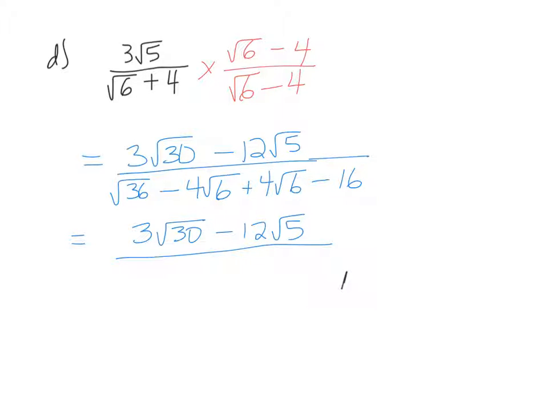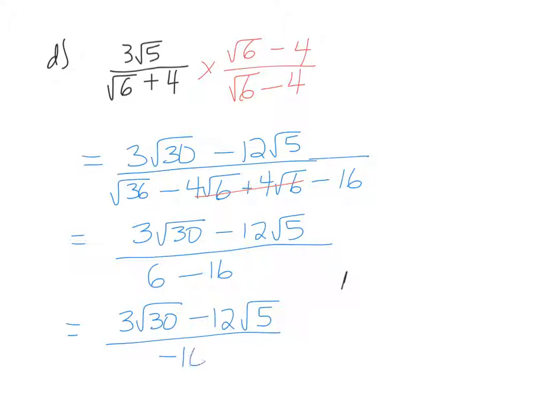The denominator, the root 36 changes into a 6. The two middle terms cancel each other out, and then we have negative 16. So we have 3 root 30 minus 12 root 5 over negative 10. Or we could write that, this is the way that this one would probably be written, 12 root 5 minus 3 root 30 over 10. So switch the signs of them all. The 3 root 30 becomes negative, the negative 12 root 5 becomes positive, and the negative 10 becomes positive.